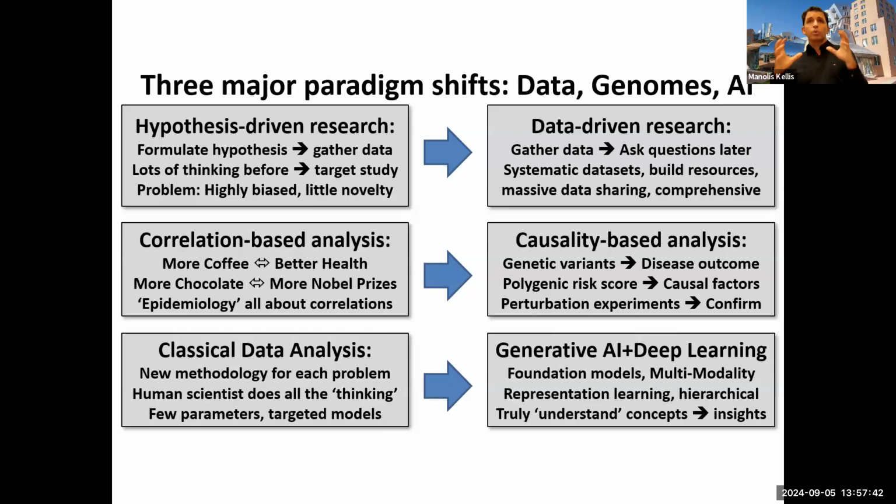And the third one, which is what this section is about, is that we go from classical data analysis, which is the first part of why computational biology, where you basically build a new methodology for every problem. The human scientist does all the thinking, and there's very few parameters. We're trying to minimize the number of parameters. We have very targeted models about the question at hand. To generative AI and deep learning. And this is about building foundation models.